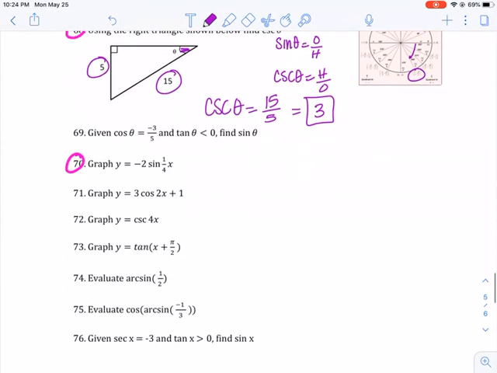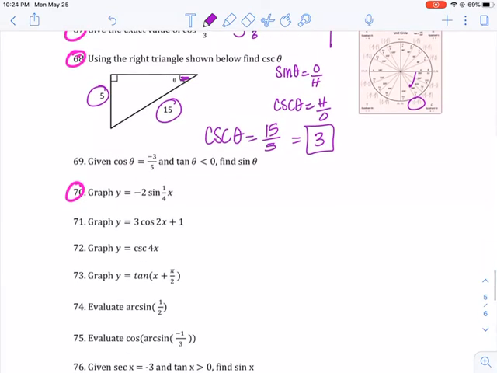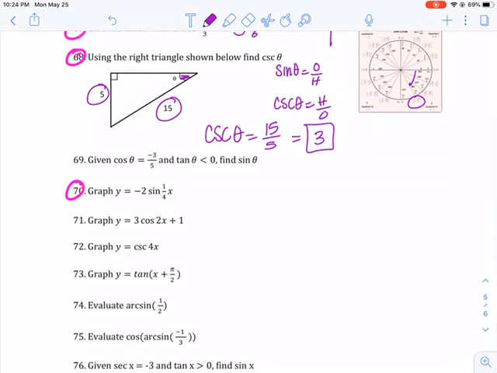Okay, and then 70. Samuel! Ignore the doggy. Maybe he'll be quiet.